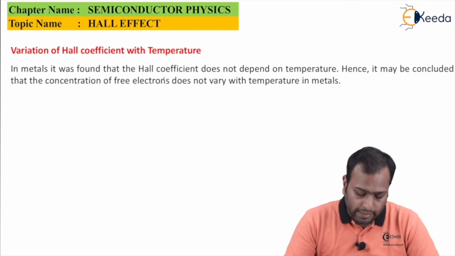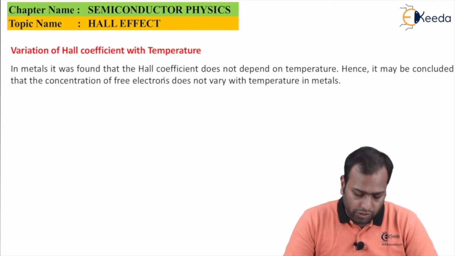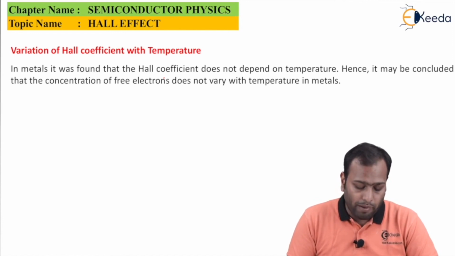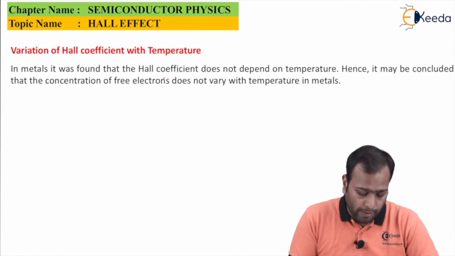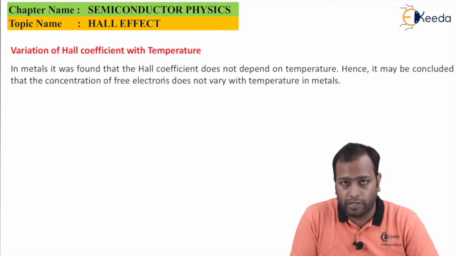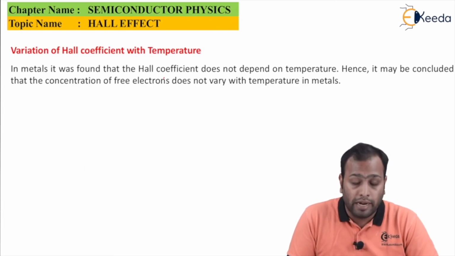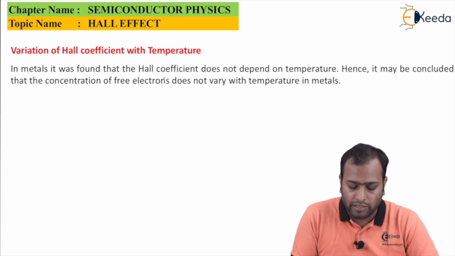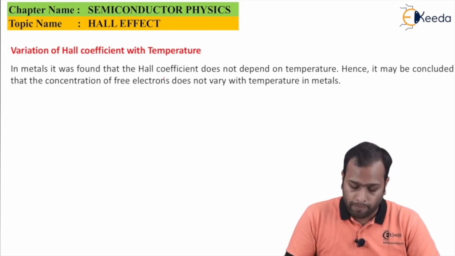Well, basically there is a cause and effect for this. Initially, it was not known whether the concentration of electrons varies with temperature in metals or not. However, it was proved with the help of Hall coefficient. Since the value of the Hall coefficient did not show any significant change with respect to temperature, it was concluded that the concentration of free electrons does not vary with temperature in metals.